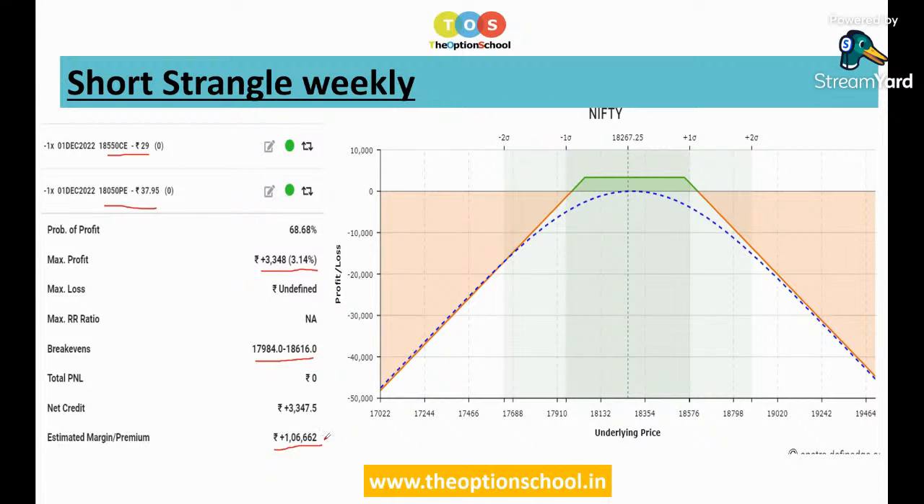Now, in this case, you see the margin required is 1,06,000. In the previous case, when we had done a monthly short strangle, the margin required was 95,000. In this case, it is 1,06,000. And on weekly basis, it can give me 3%. Even if I say one third of this is 1% on weekly basis, which is pretty good. Or even if I say 50% of that, that means when 50% of the premium decays, I will close the position. Then also I'm good for 1.5%. So this is on weekly basis.